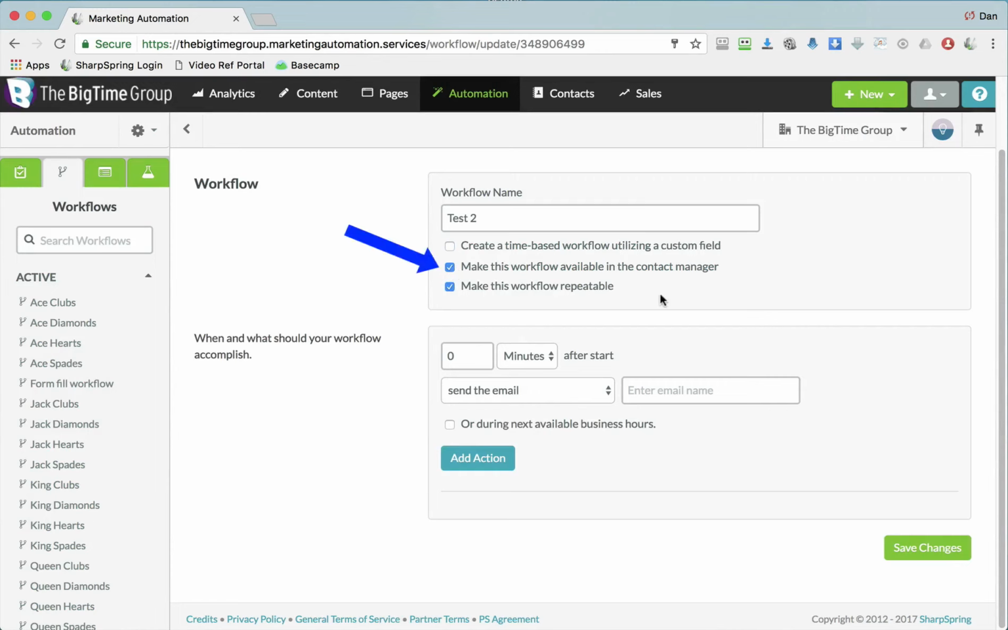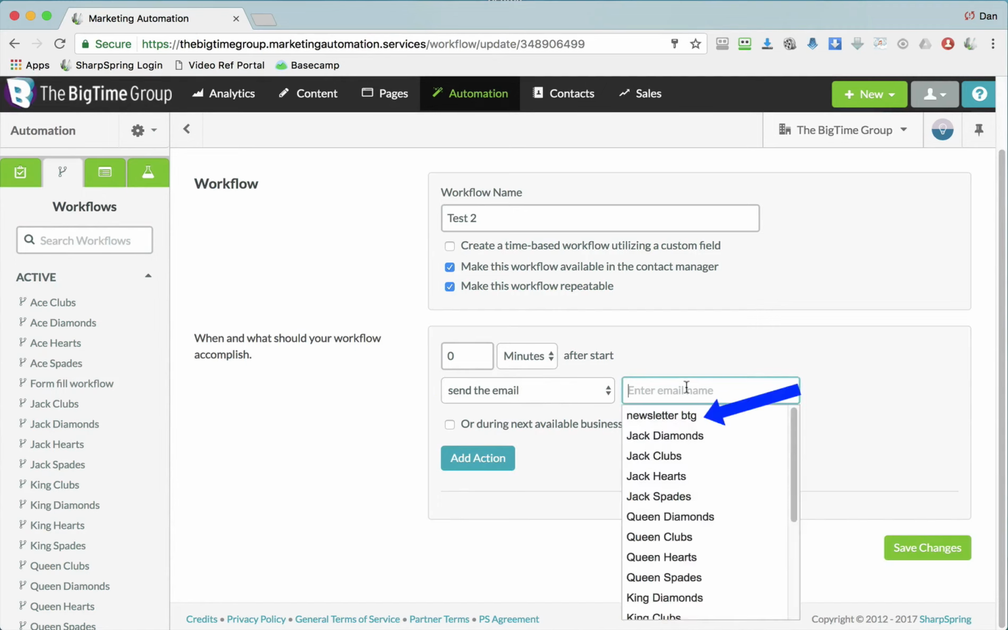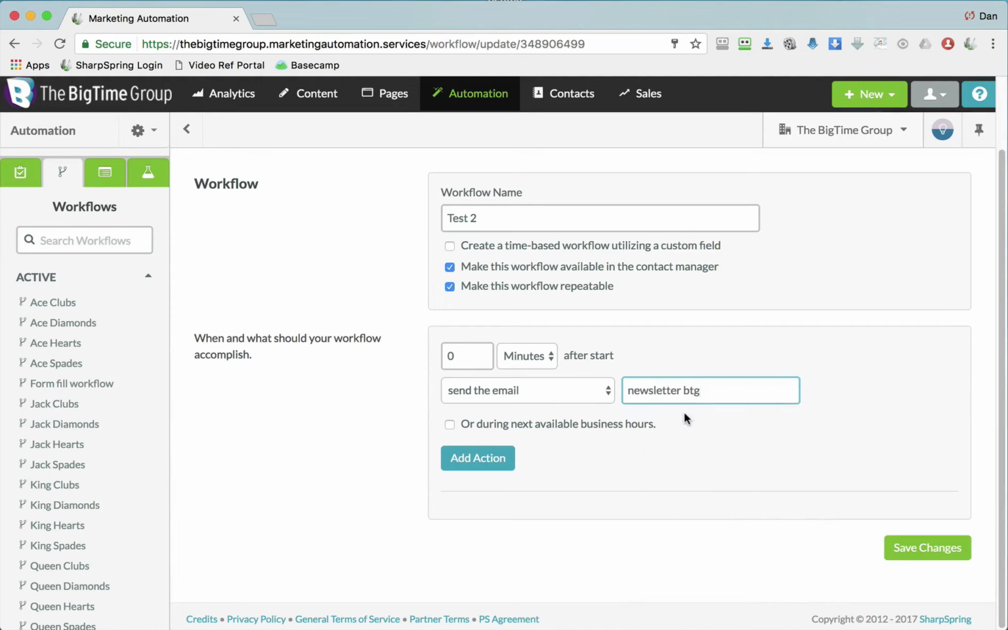But we want to make the workflow available in the Contact Manager, and we want to make this workflow repeatable. In other words, if the person filled out the form again, that they would again be put into the workflow. So the first thing that we're going to do is do 0 minutes after the workflow begins. In other words, the person fills out the form and their name is Dan. We want to send an email. Now, we would have already had to have set up an email thanking them for filling out the form. I don't have that, but I'll just put in that as a placeholder.